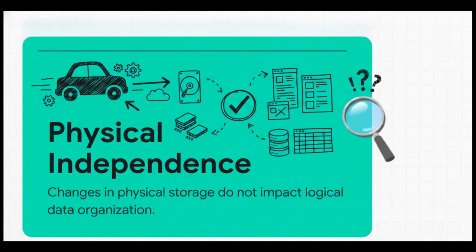Now, the real magic here is physical data independence. I know it sounds super technical, but think of it like driving a car. You don't need to know exactly how the combustion engine is firing just to turn the steering wheel and drive to the grocery store, right? The engine's mechanics are completely independent of your interface. In databases, this means we can swap out hard drives, upgrade our physical storage, or totally change how data is written to a disk, and it absolutely won't break the logical data organization or crash the applications that rely on it.